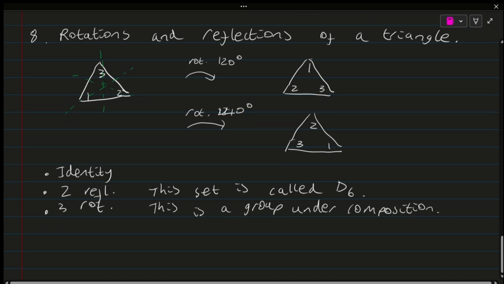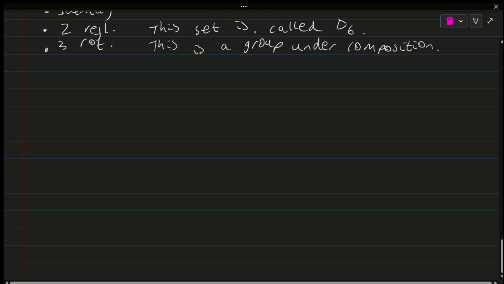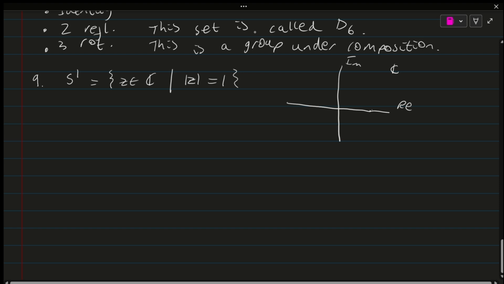Okay, a few more examples to go through here. We'll start with this one, number 9. We're going to define a set called S1, which is the circle in the complex numbers. So it's the set of complex numbers which have modulus 1. If I just draw the complex numbers here, and we've got the reals and the imaginaries, we've got this circle here, and that's the set S1.